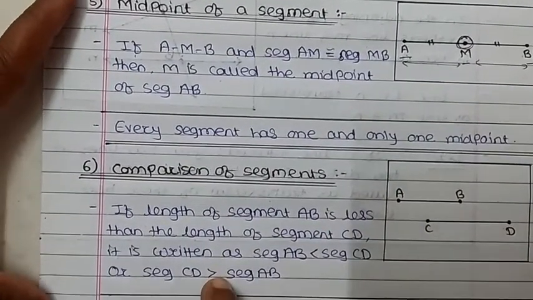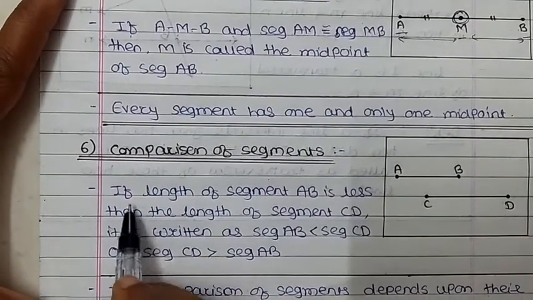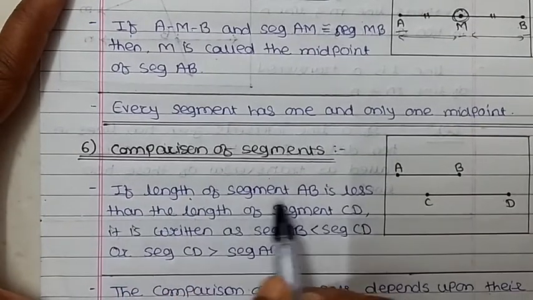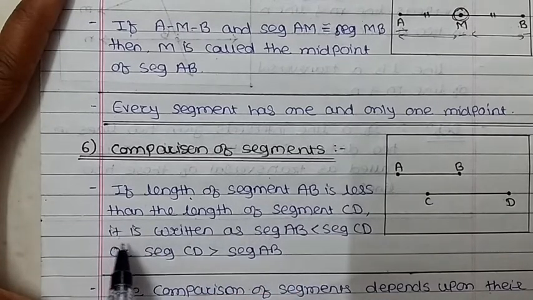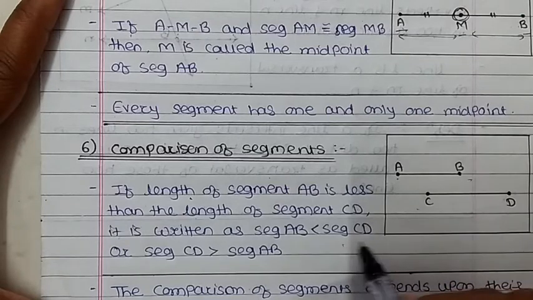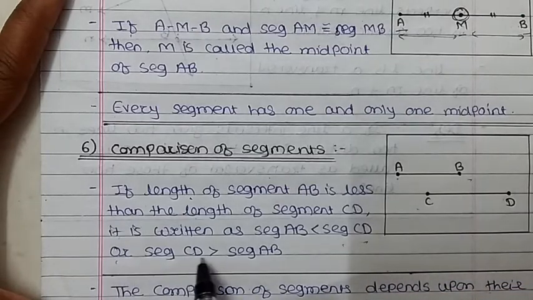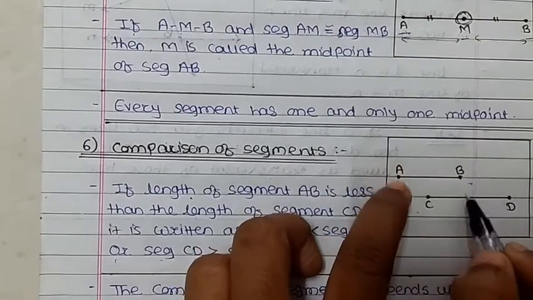Comparison of segments. How do we compare segments? If the length of segment AB is less than the length of segment CD, then it is written as segment AB is less than segment CD, or segment CD is greater than segment AB. Listen, these are the two line segments.